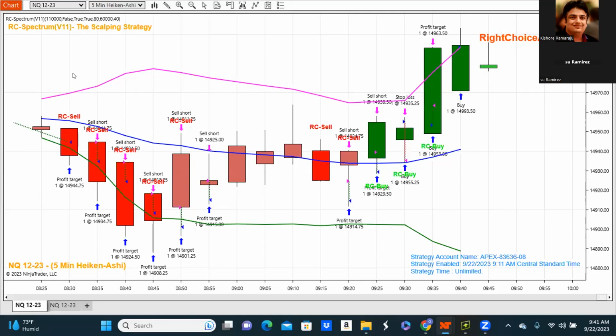Sure. So Spectrum will wait for a stop loss to take a short, or if it knows that it's going short, it will immediately close the position, even if the stop loss is not hit. If it sees that it is going down, it won't wait for the stop loss. It will immediately switch to the other side.